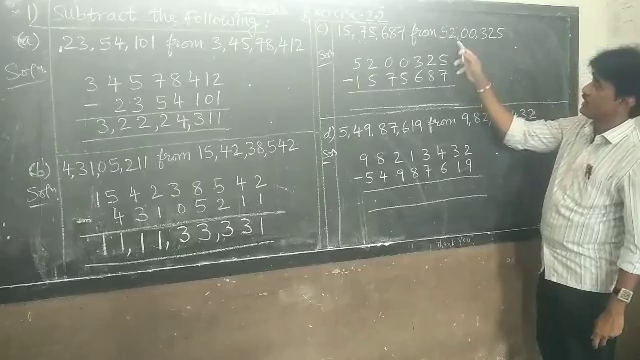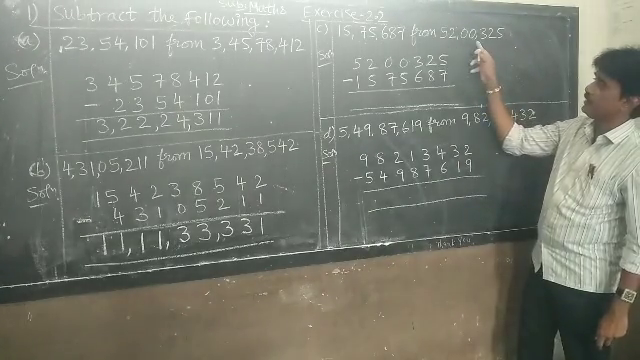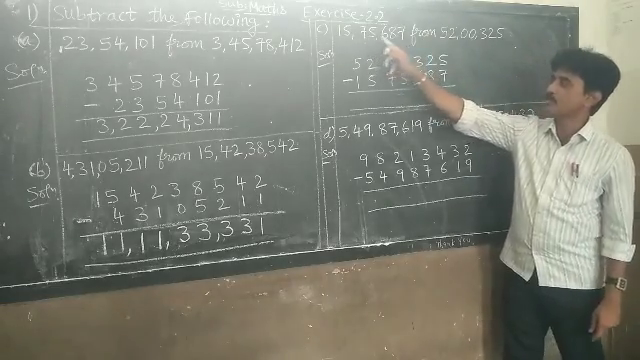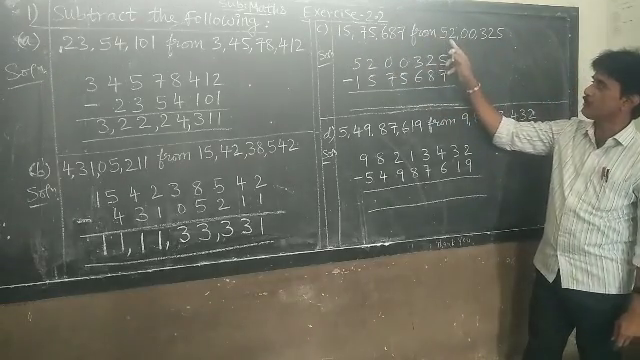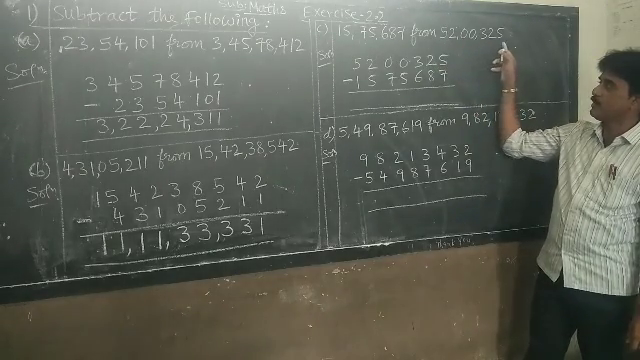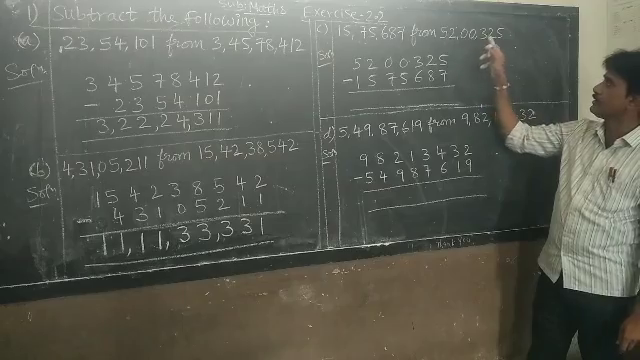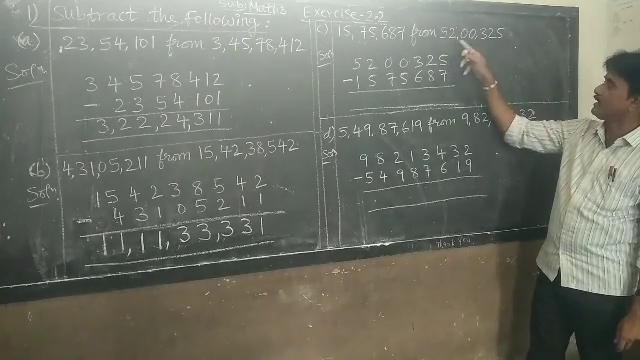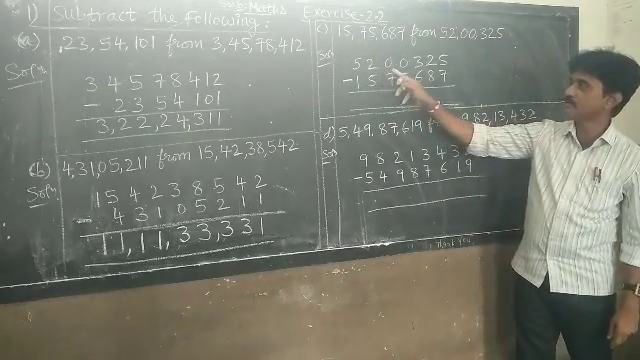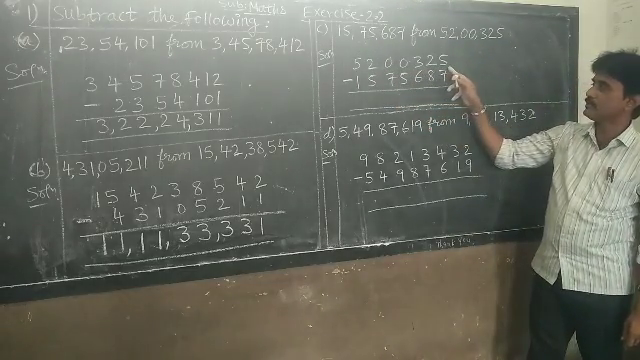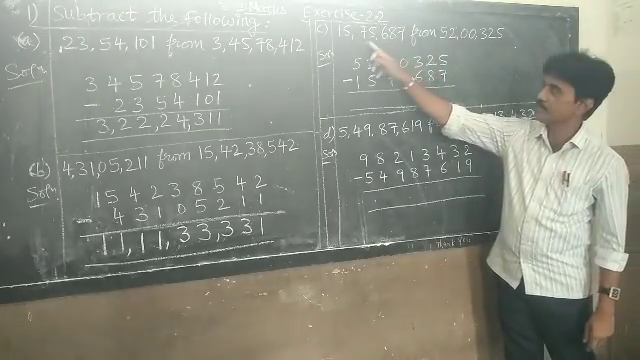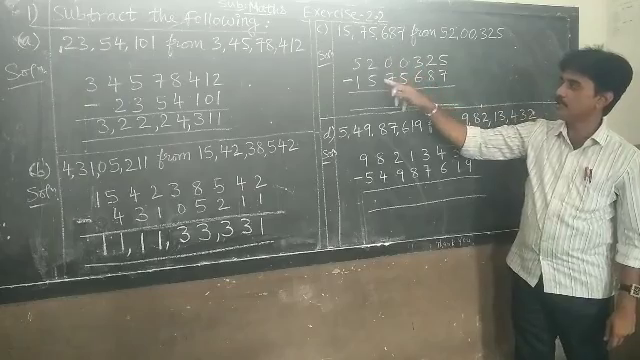So the number on the right side will be big, and the number on the left side will be small. So you have to write the big number first. Which is the big number here? 52 lakh 325 is the big number. You have to write it on top. The next number should come down.